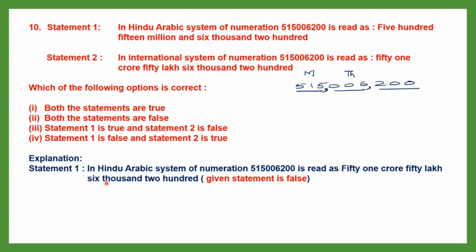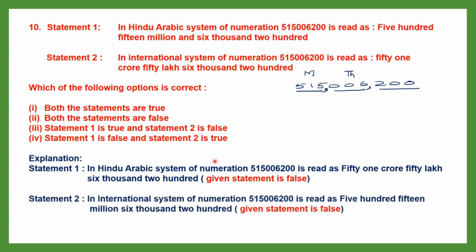So let's write that. Statement 2: in the international system of numeration, this number is read as 515 million, like we wrote here, 6,200. So that means which option will we choose? We will choose option 2. Why? Because both the statements are false. So this is our answer, option 2.